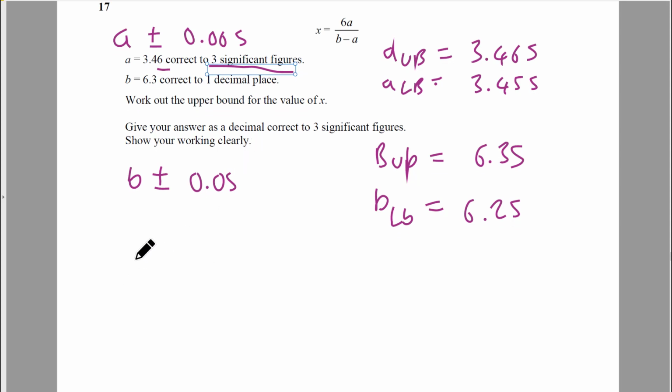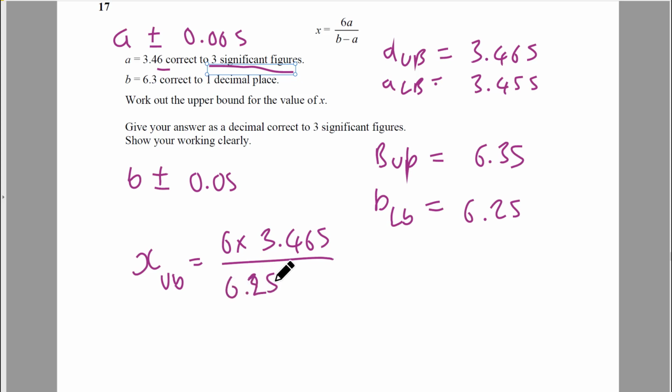So x upper bound, we're going to have 6 times... If we want this to be upper bound, we need the numerator as large as possible. So it'll be 6 times 3.465 divided by, we want this as small as possible. So that's going to be the b lower bound, which is 6.25 minus a upper bound.